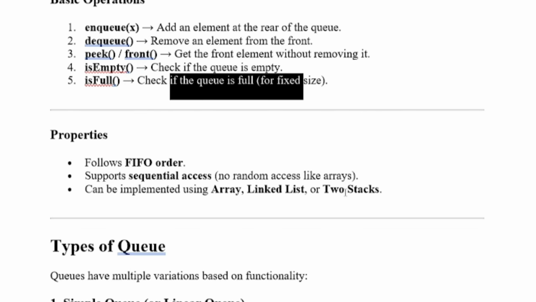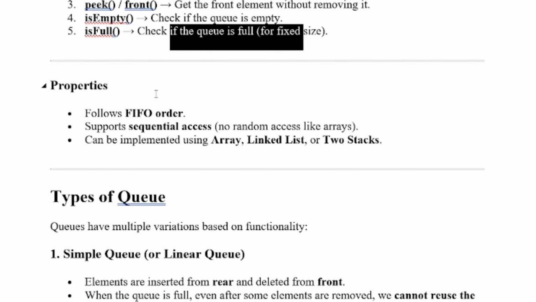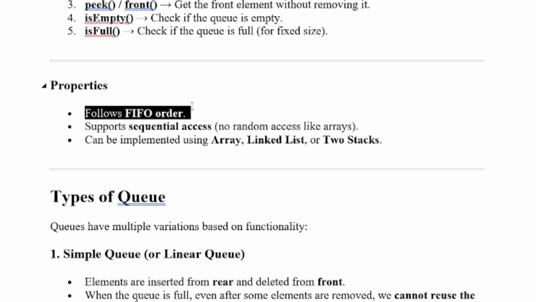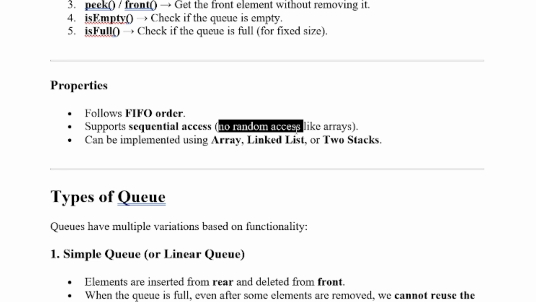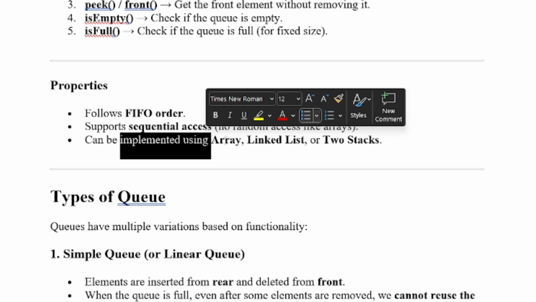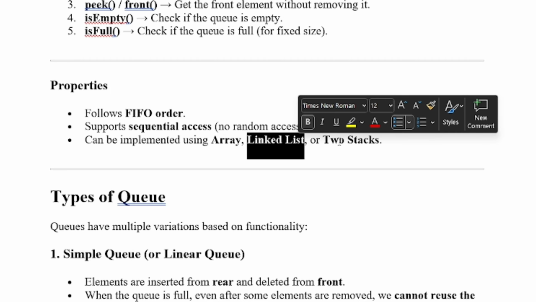So now you can see the properties of the queue. First, it follows FIFO, first in, first out. It supports sequential access, no random access like an array or vector. It can be implemented using an array, linked list, or two stacks.